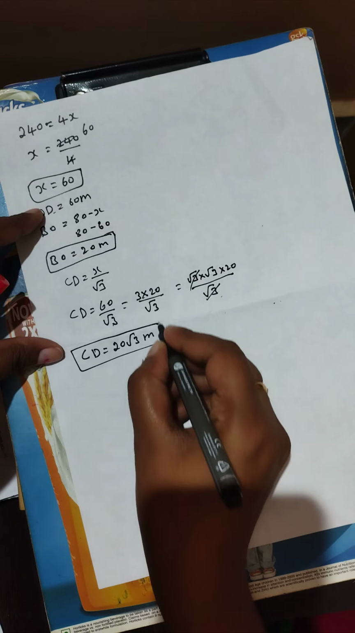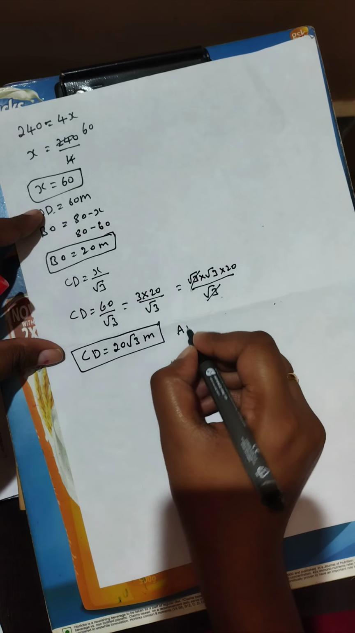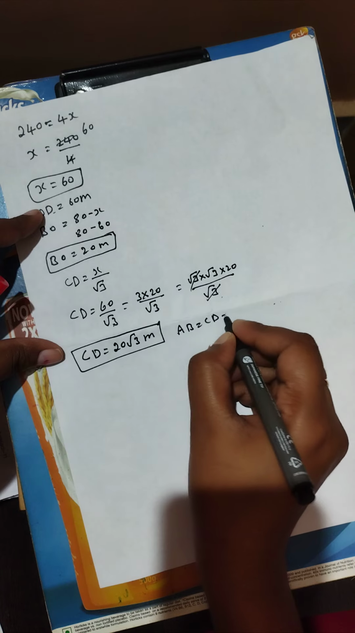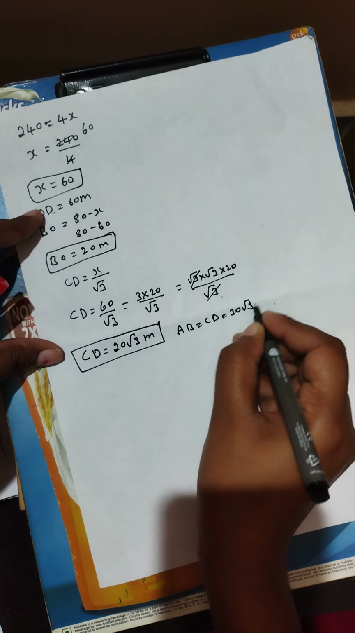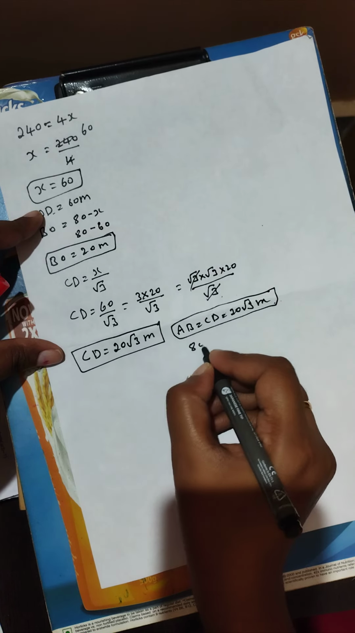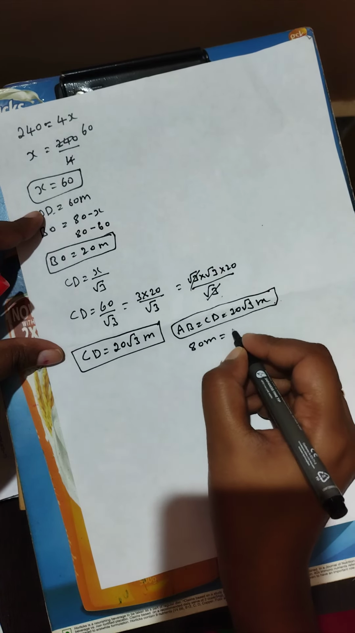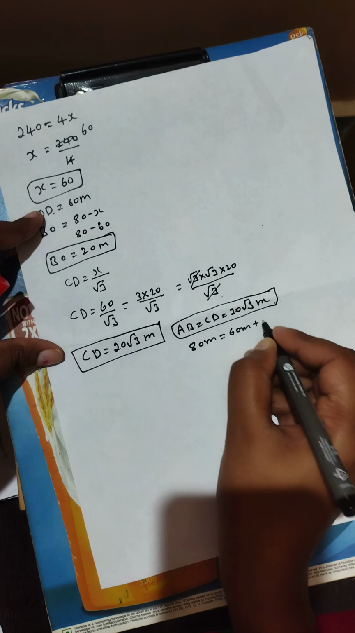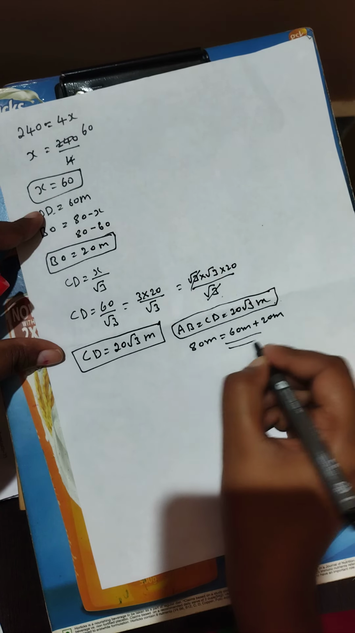This is what actually the height of the pole. Heights are equal, as given. AB equal to CD, it is equal to 20 root 3 meter. And also the entire 80 meter between the poles is split into 60 meter and 20 meter. That's all for our problem. Thank you.